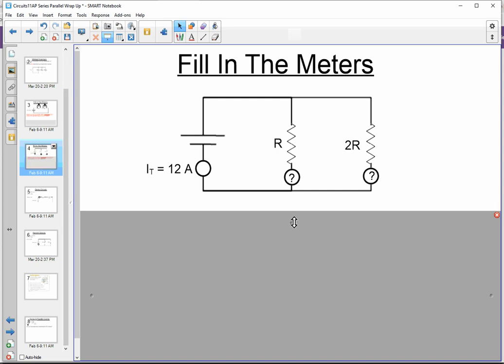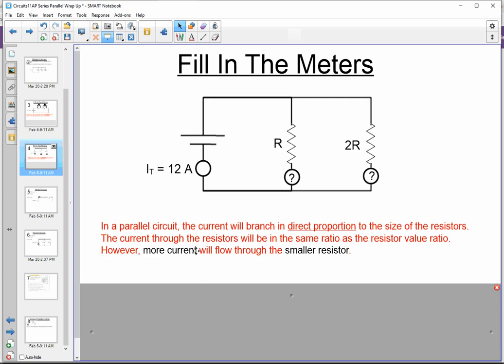All right, in the previous video, we discussed the rule that in a parallel circuit, the current will branch in proportion to the size of the resistors, but this time, more of the current goes through the smaller resistor. So it's the same ratio, but now instead of the larger resistor getting more, it's going to get less because current takes the path of least resistance.